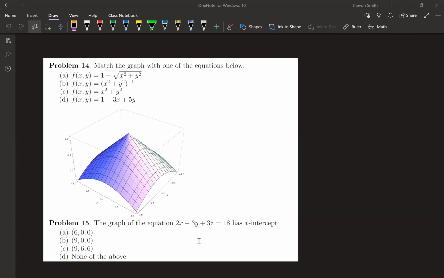Okay, go. Match this graph with the equations.